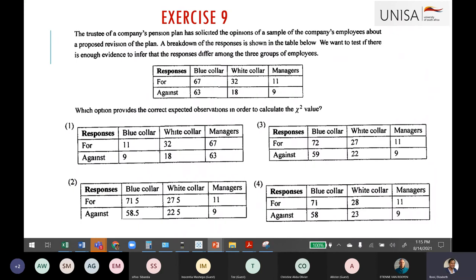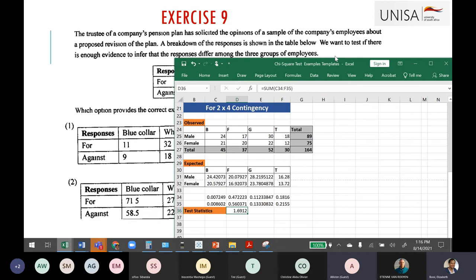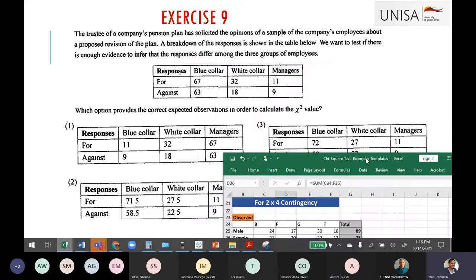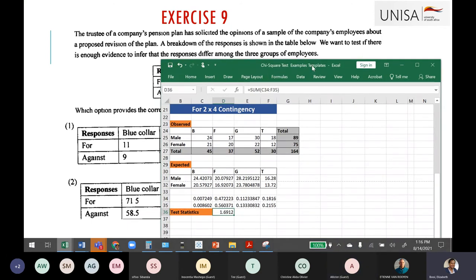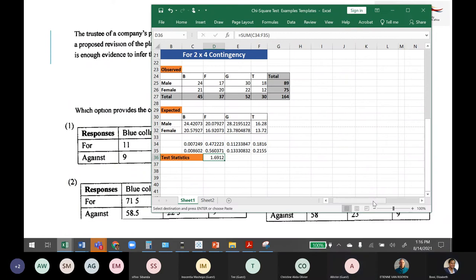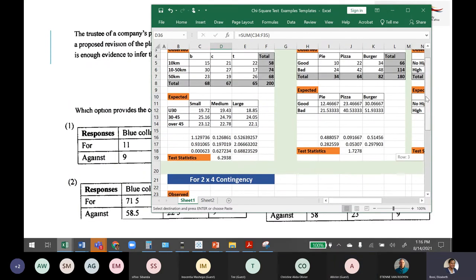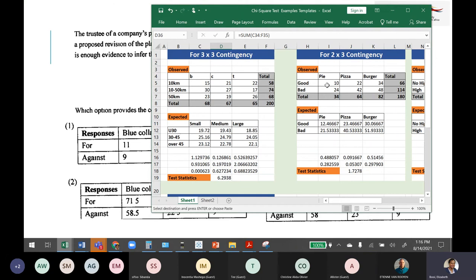You don't have to calculate all the expected frequencies. Pick and choose several of them and see if they are correct. We have a 2x3 contingency table. Which one is the correct expected frequency? Otherwise, you can also use the table. So we need to go to a 2x3 table, which is this one.